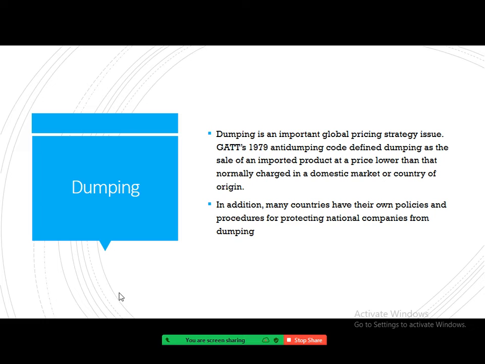The Ministry of Foreign Trade and Economic Cooperation and the State Economic Trade and Commission have responsibility for anti-dumping matters.